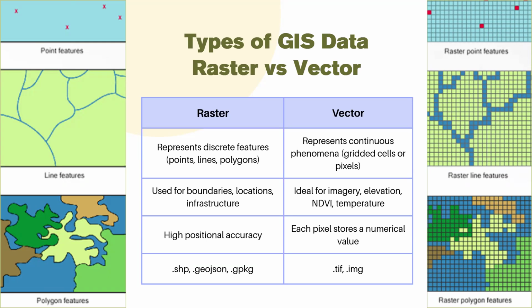So vector data represents discrete geographic features that have defined shapes. I repeat, vector data represents discrete geographic features that have defined shapes. In QGIS, these are stored as points, as I said, wells, schools, station points, whatever it is. Lines means rivers, roads, and pipelines. Polygons are also shapes.